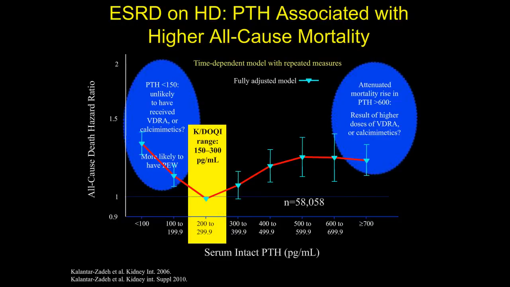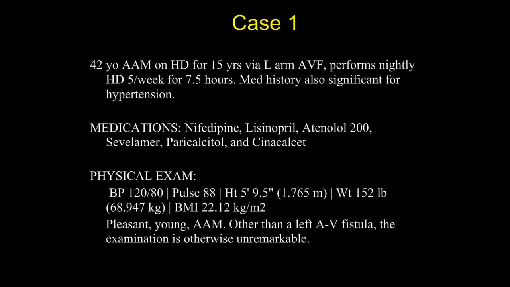Interestingly, we also see an increase in mortality with patients with very low parathyroid hormone concentrations. This is probably due to malnutrition and inflammation associated with these patients. So I want to just give a couple cases to give you some flavor of how we use PTH and how difficult it may be in its interpretation.